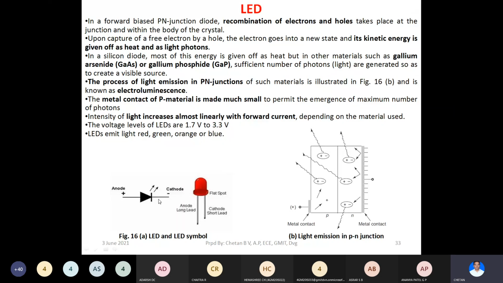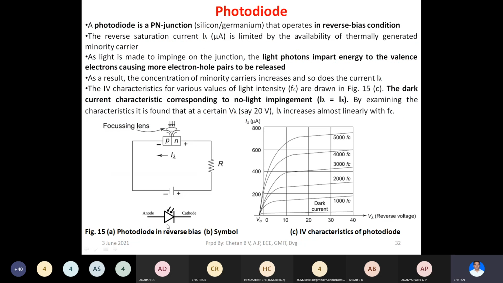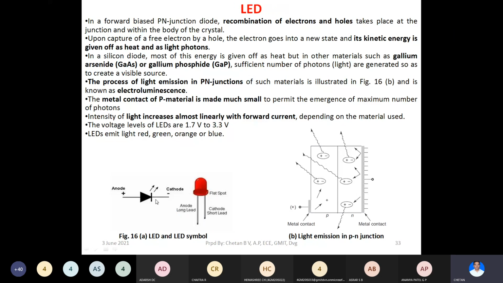You can compare the symbol with the symbol of the photodiode. Here the arrow marks are towards the diode, which means that it receives light and starts conduction, photodiode. Whereas here the arrow marks are directed outwards, which means that upon forward biasing, this would conduct and it will emit light. That is the meaning of the circuit symbols. And here also the light intensity is directly proportional to the amount of voltage that you apply, and directly proportional to the current that flows through the LED.